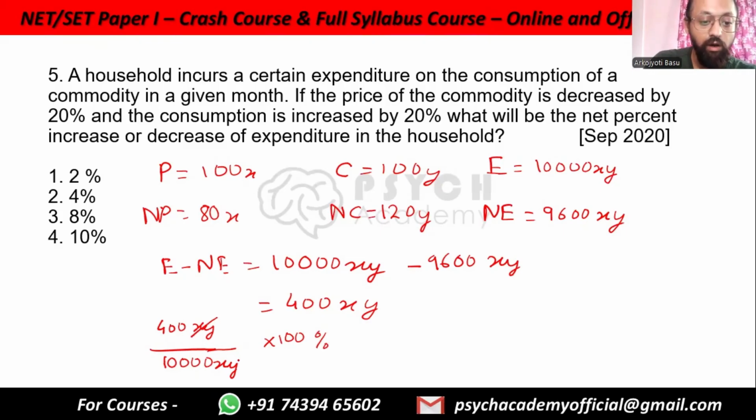So we cut out the xy, we take these two from these two, take these two from these two, and we get 4%.